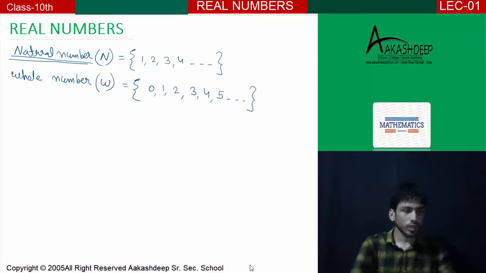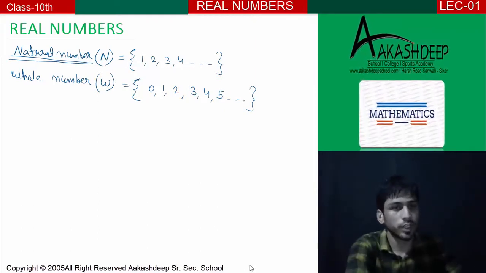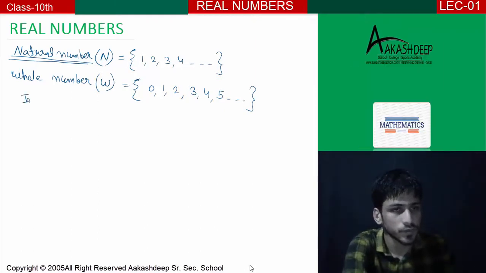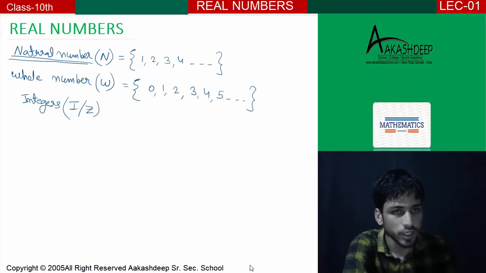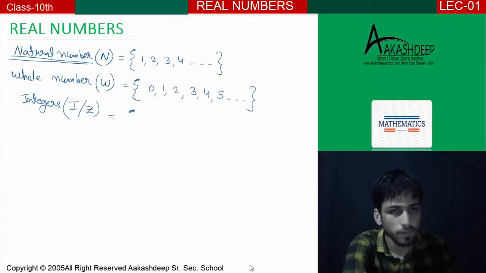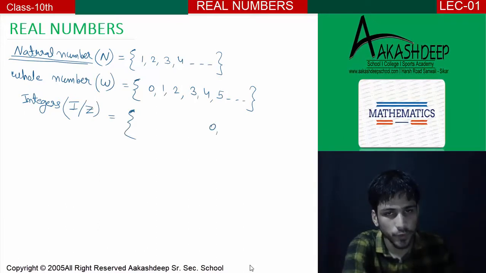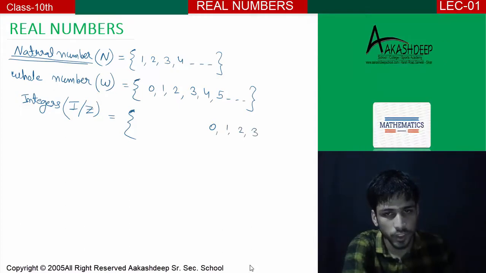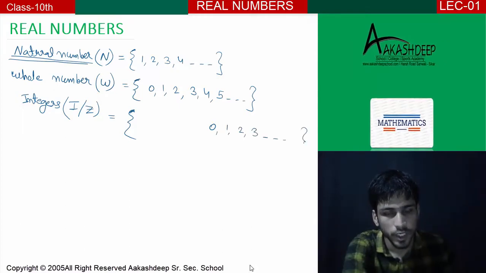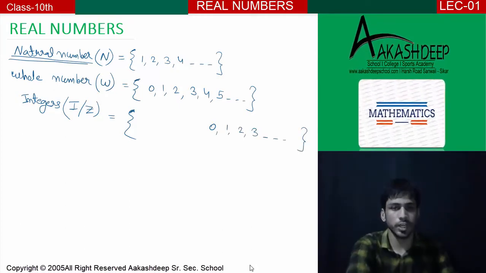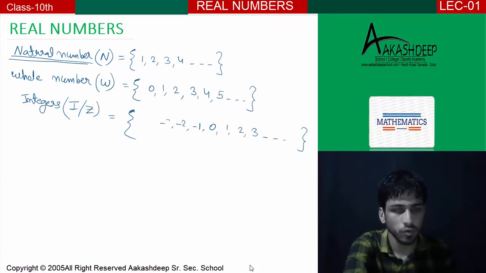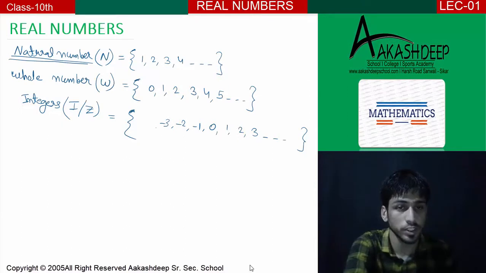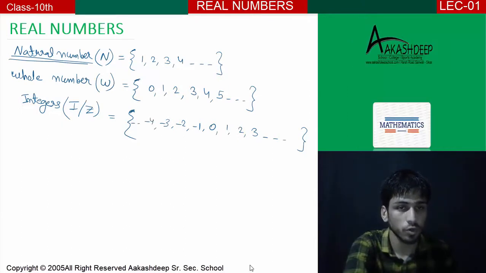Okay. So next we have integers. Integers are represented by symbol I or Z. Integers are 0, 1, 2, 3 and so on. It means it goes up to infinity in positive direction and it goes up to infinity in negative direction also. -1, -2, -3, -4 and so on.